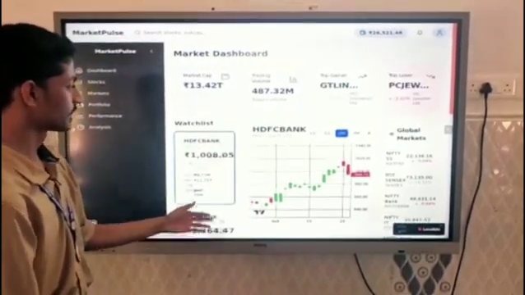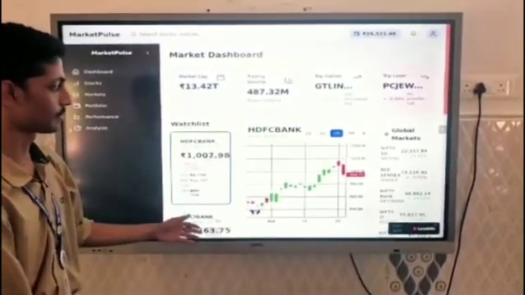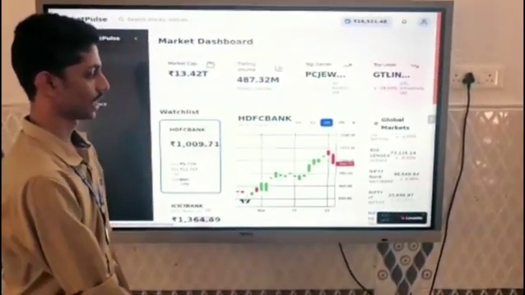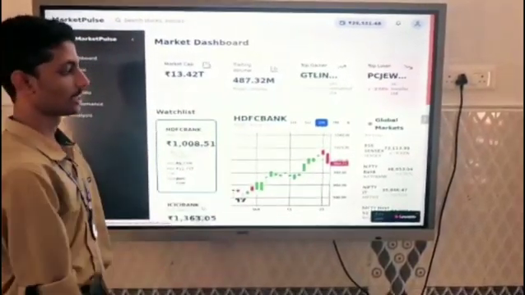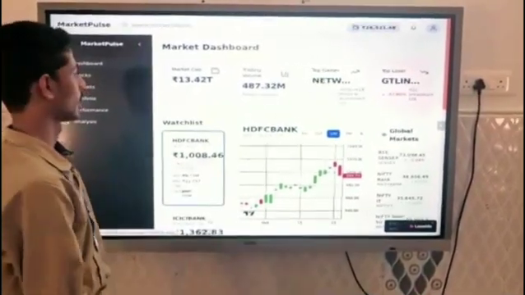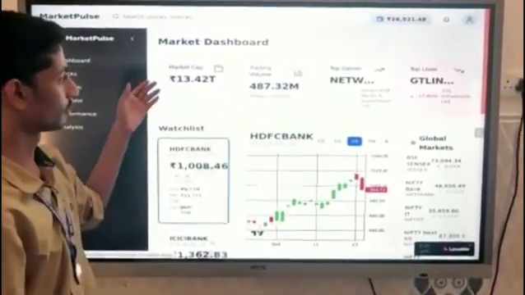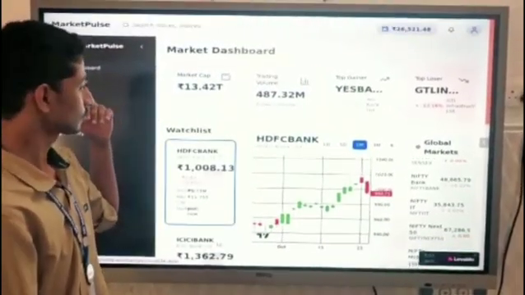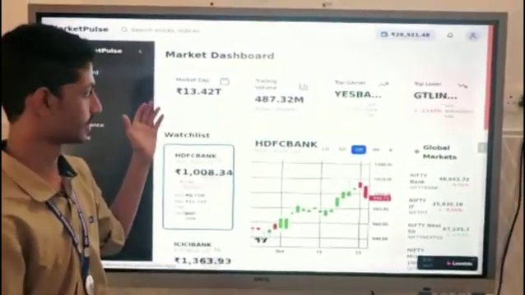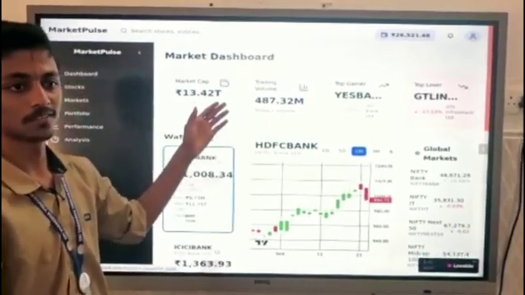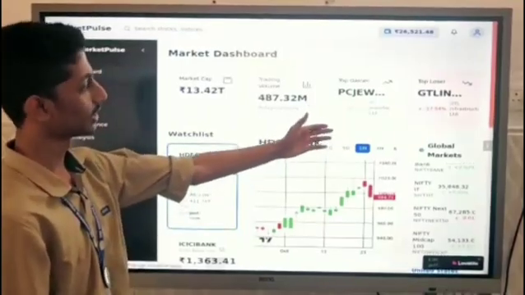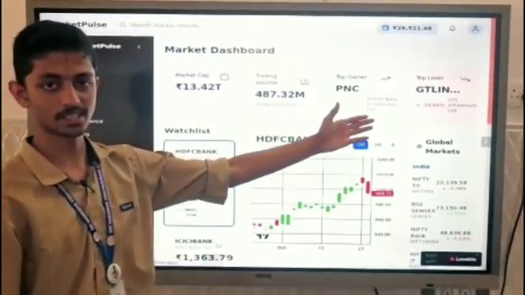In that, we have the basic companies such as HDFC, ICICI Bank, etc. On the side of the dashboard, we have the global markets such as Indian markets and US markets, etc. At the top of the dashboard, we have market capital, that is the total price of the shares available in the NSE and the BSE. Here, in the trading volume, we have the total number of shares available in the NSE and BSE. And here, we have the top gainer and the top loser in the stock market.